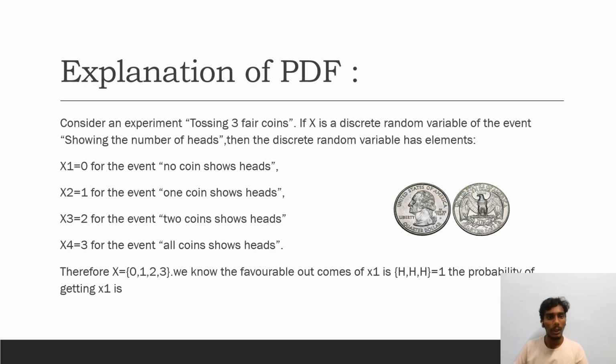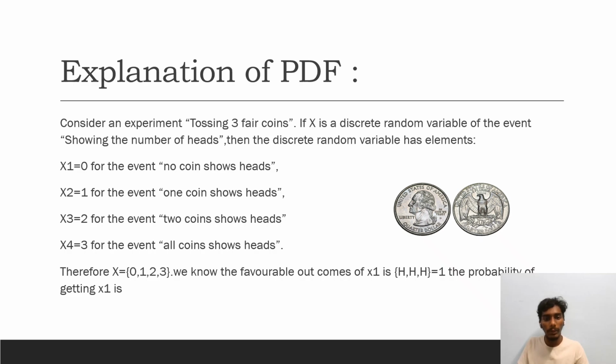Explanation of the PDF. Consider an experiment tossing three coins. If X is a discrete random variable of the event showing the number of heads, then the discrete random variable has elements: x1 equal to 0 for the event no coin shows heads, x2 equal to 1 for the event one coin shows heads, x3 equal to 2 for the event two coins show heads, and x4 equal to 3 for the event all coins show heads. Therefore, X takes the values 0, 1, 2, 3.